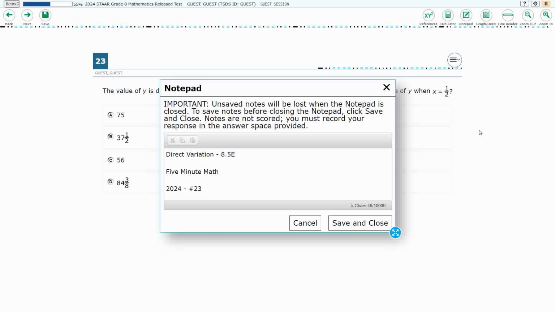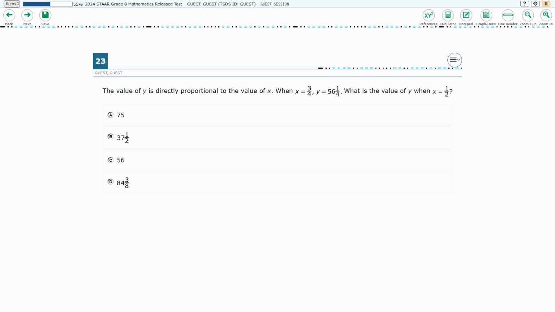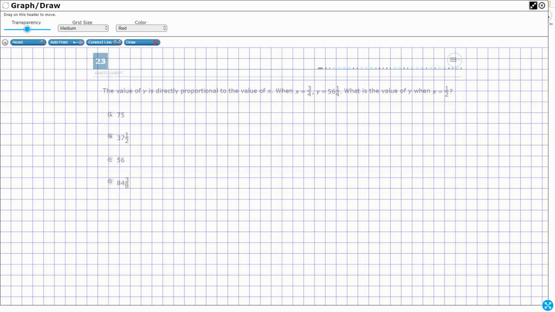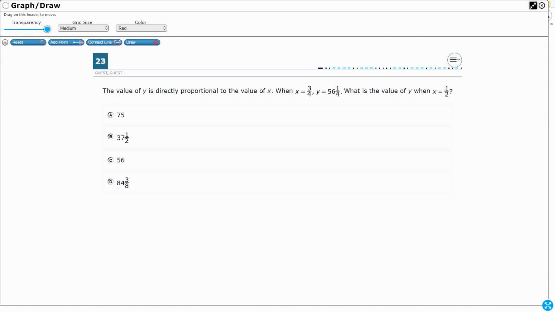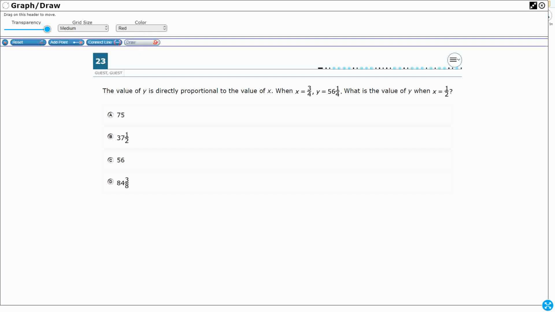Today we are looking at the 8th grade concept of direct variation. This is standard 8.3e in the great state of Texas, and we are using item number 23 of the 2024 released STAAR test. If you haven't done so already, please go ahead and take a moment to pause the video, work this problem out on your own, unpause it, and we will look at our answers together.